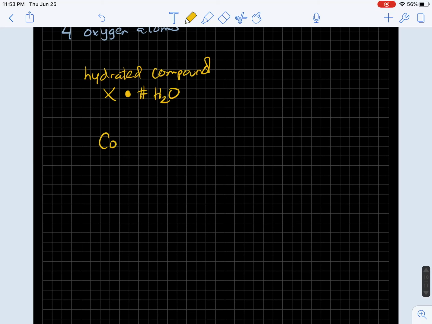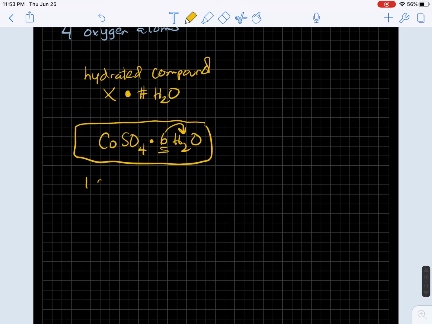Let me show you. Suppose you had this. Let's do cobalt sulfate hexahydrate. The way you treat this is you treat this as one big thing, and you distribute this 6 to the water molecule. So this is going to be 1 cobalt atom, 1 sulfur atom.